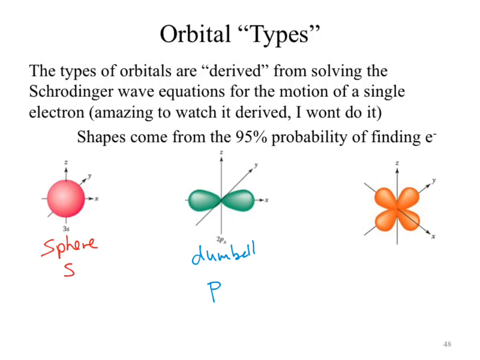The last one we refer to as the clover leaf, and we refer to that one as the D orbital.